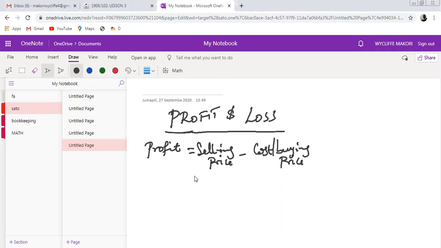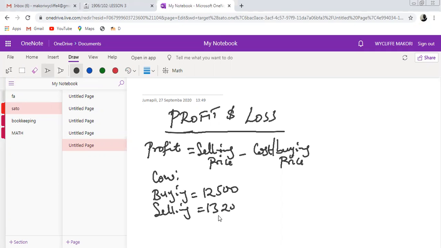For example, we are talking about a cow here. If you buy a cow at 12,500 shillings and you sell it at 13,200 shillings, in this case you are going to realize a profit, which is the selling price of 13,200 minus 12,500, and this is a profit of 700 shillings.